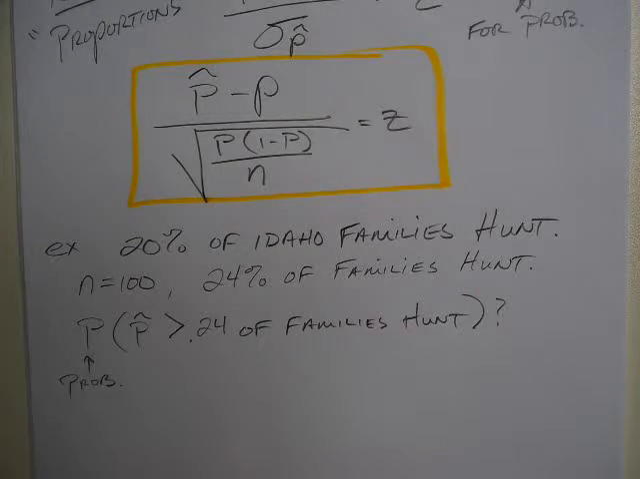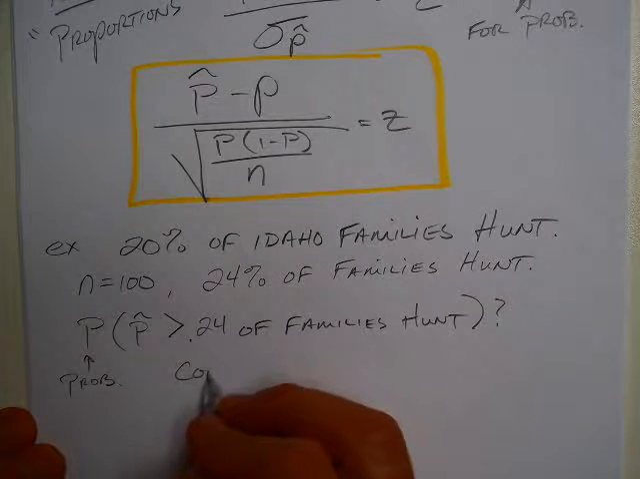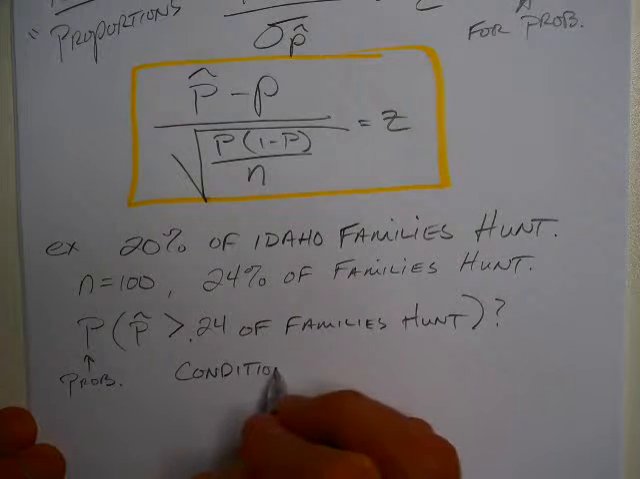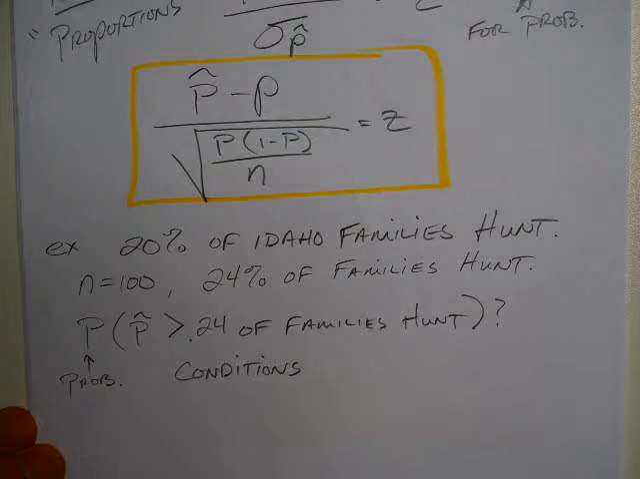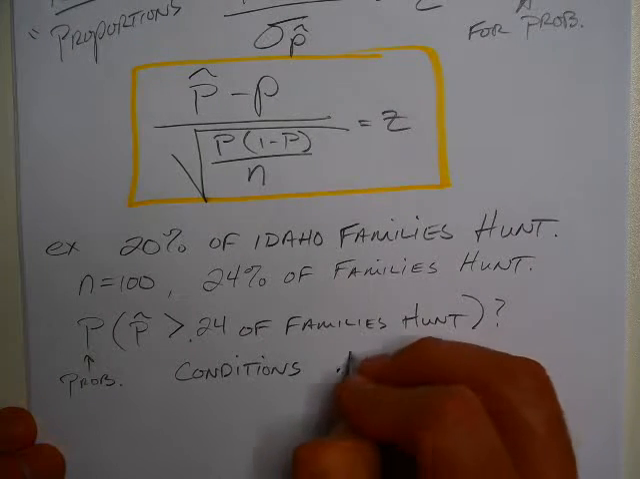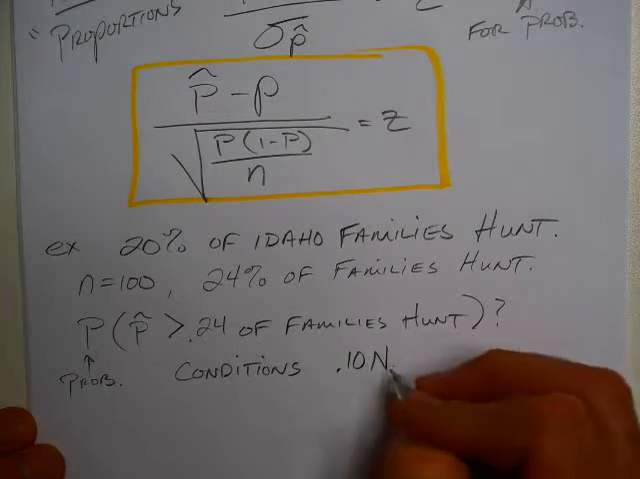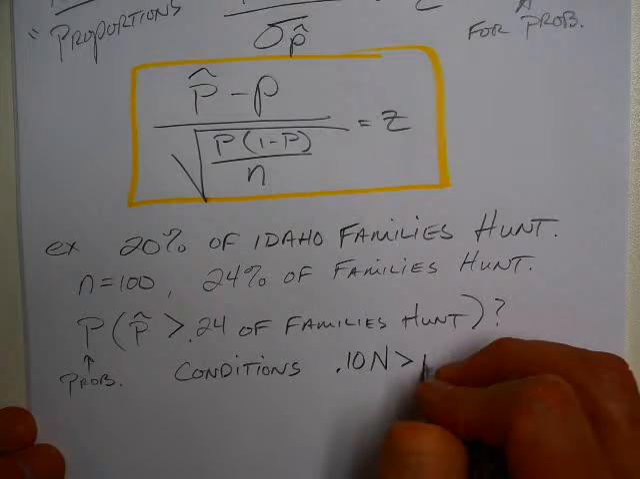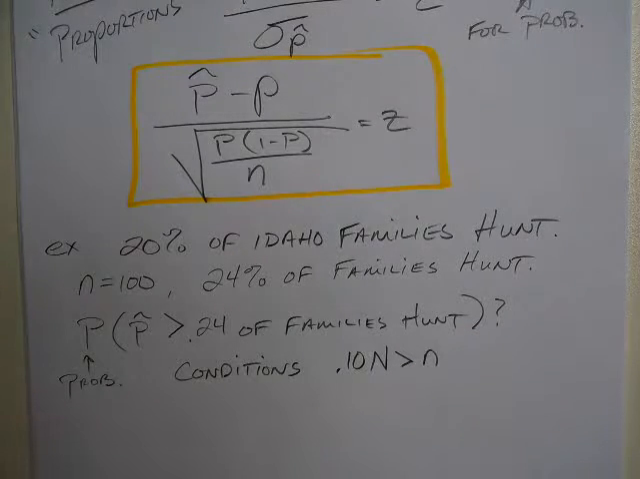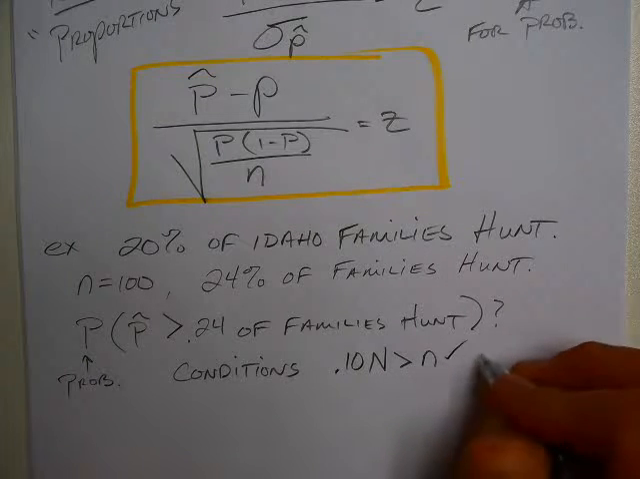So the first thing we need to do is check our conditions. Let's start with the 10% condition. Is 10% of the population bigger than the sample size? Reasonable to assume that there are more than 1,000 hunting families in Idaho. Is that a fair assumption, do you think? I think so too. So I'd say this is reasonable to assume.